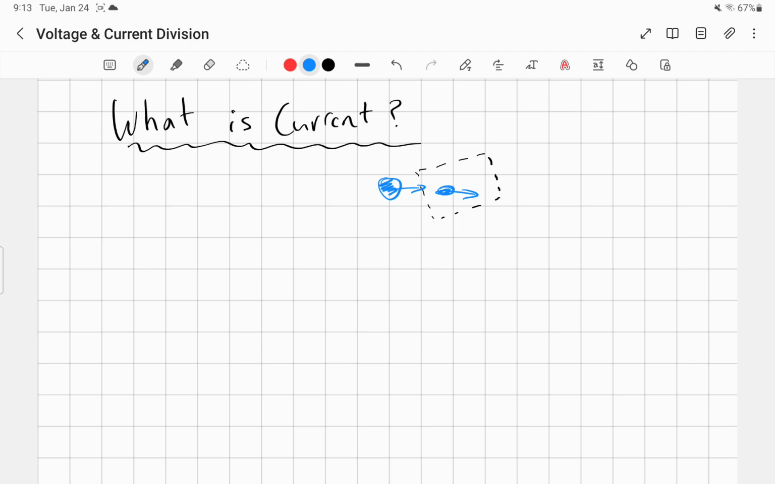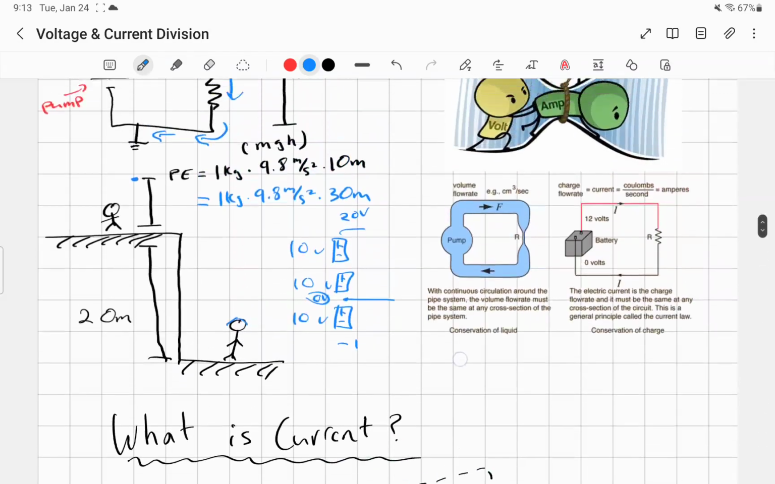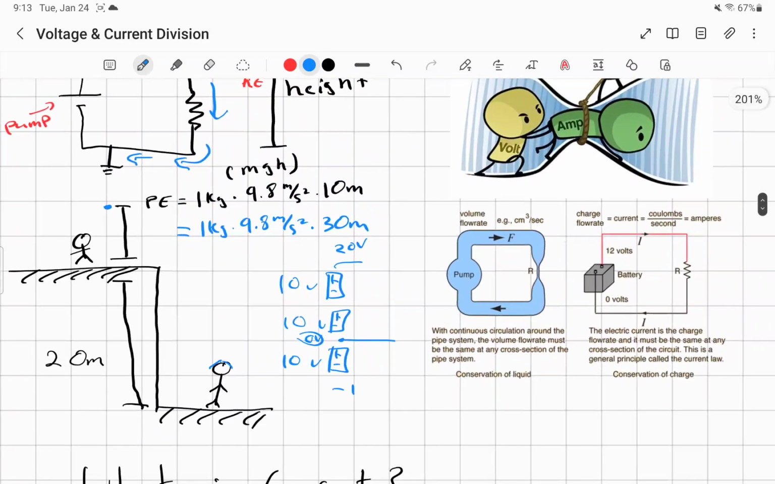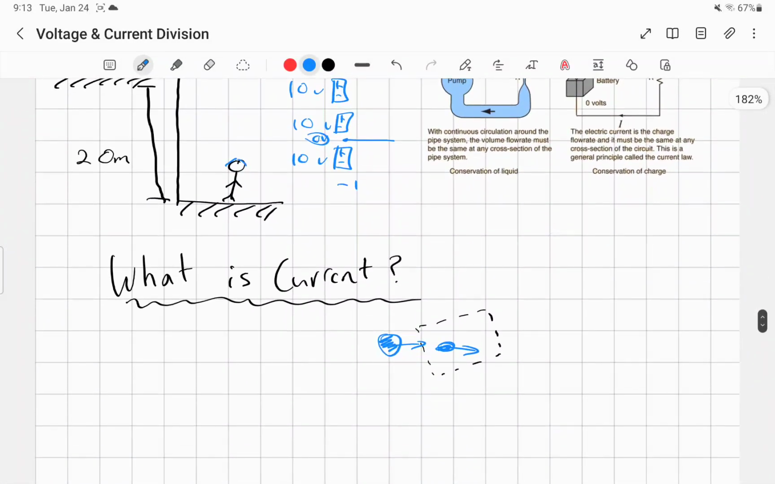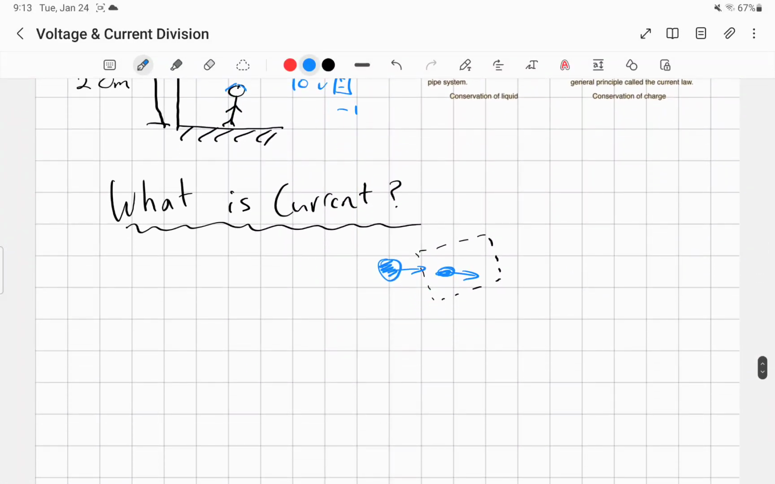So what is the speed of charged particles that move through this plane per unit time? Okay, and so in the mechanical circuit, that would just be the flow rate. So how much water is flowing through, let's say you put a net through the pipe. How much water flows through the pipe per unit time? Okay. And so that's what current is.